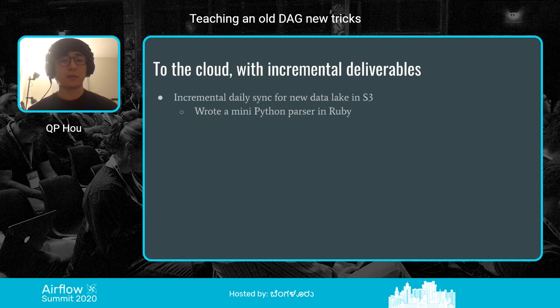And in order to use the Airflow DAG as the single source of truth for the task dependency and definition, we also wrote a mini Python parser in Ruby so that the in-house system can actually parse the Airflow DAG and understand the task dependencies, as well as the task config.